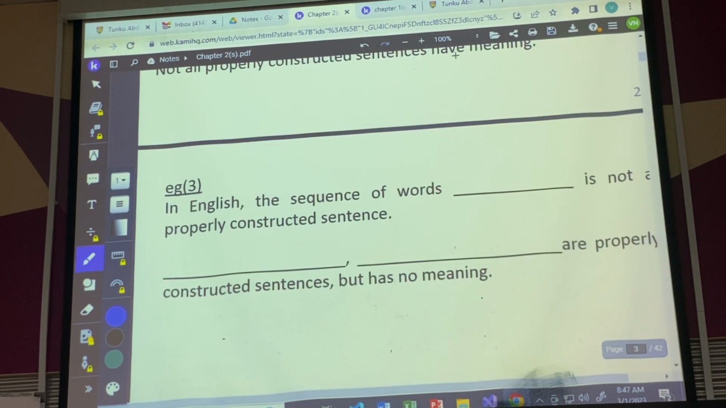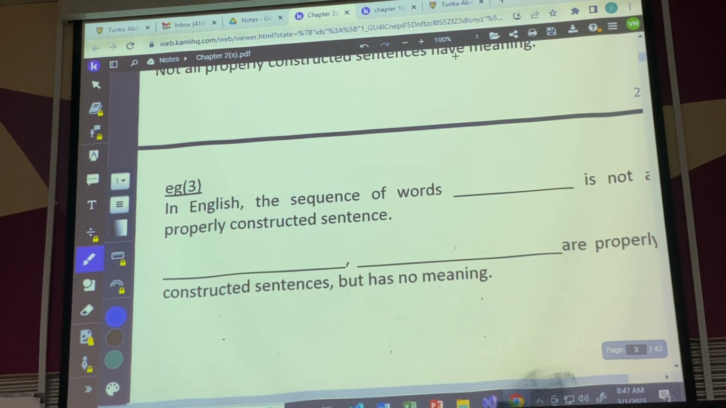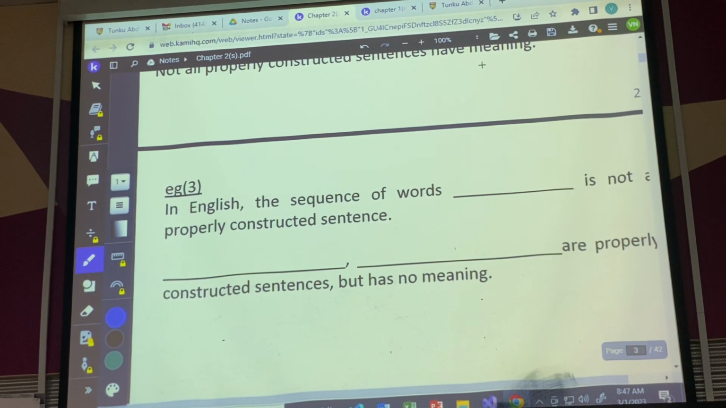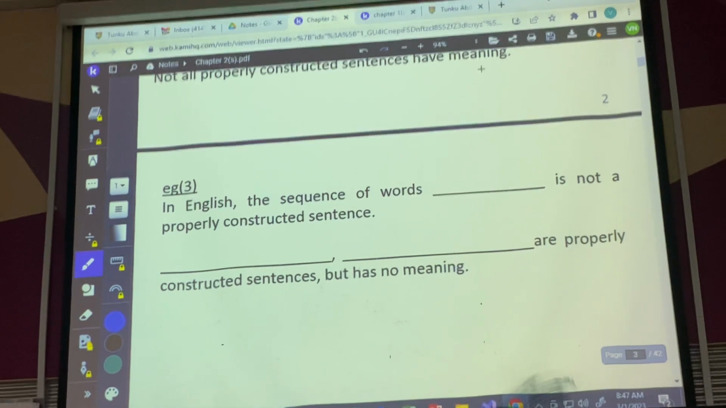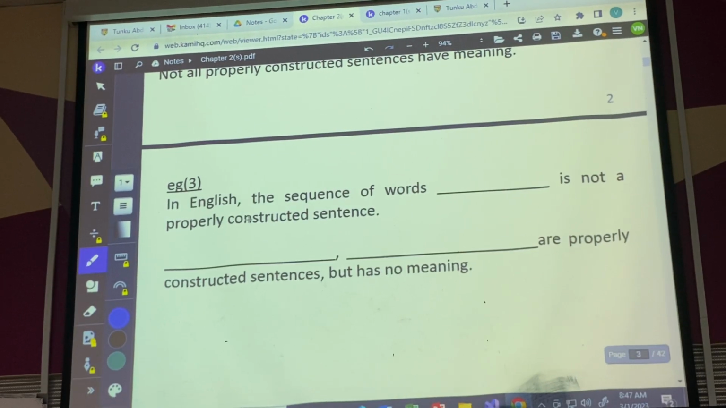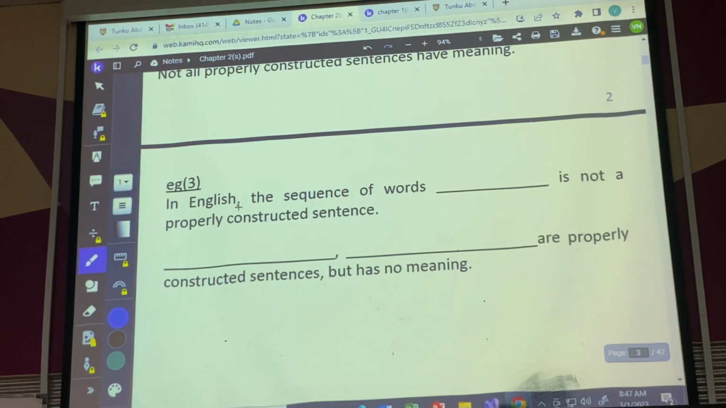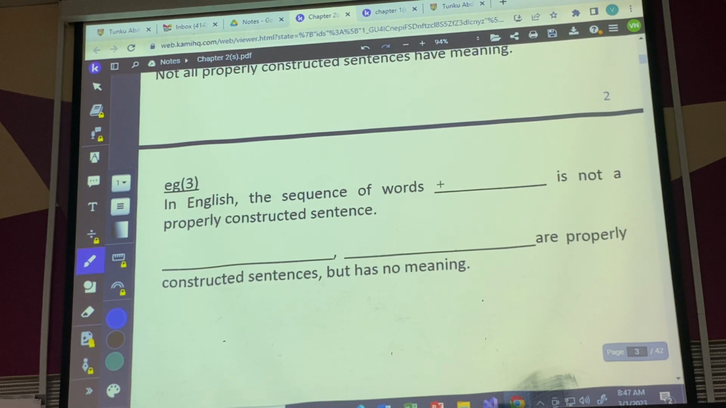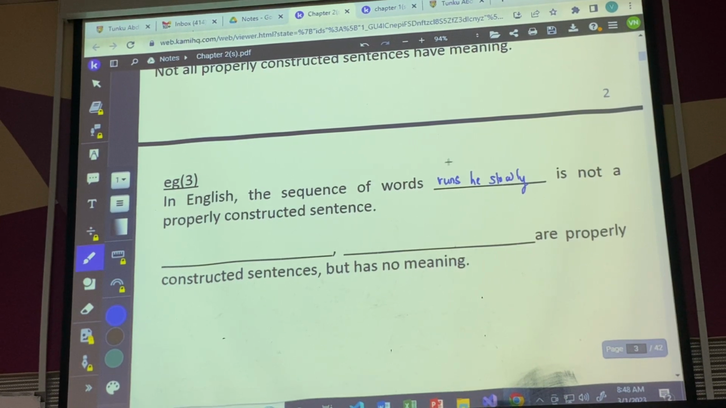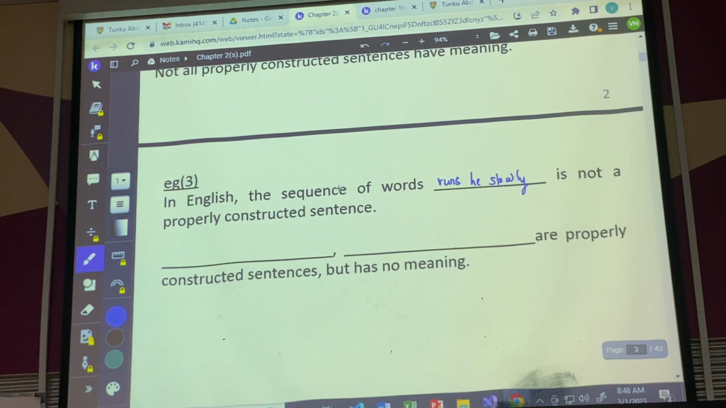So for example, in the English words that we use, following the example just now, you say runs he slowly. This is one example which is not a properly constructed sentence. We know that in a sentence we cannot have this word followed by the noun, right? Runs is a verb, he is a noun, so we cannot have a verb come before a noun. So that is not a properly constructed sentence.